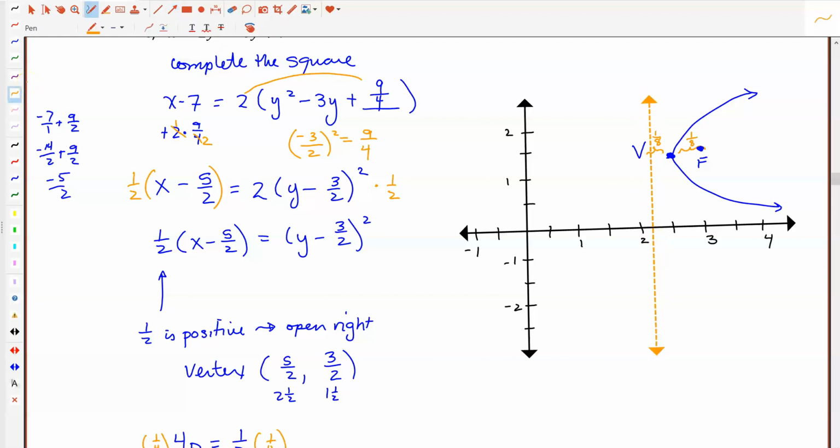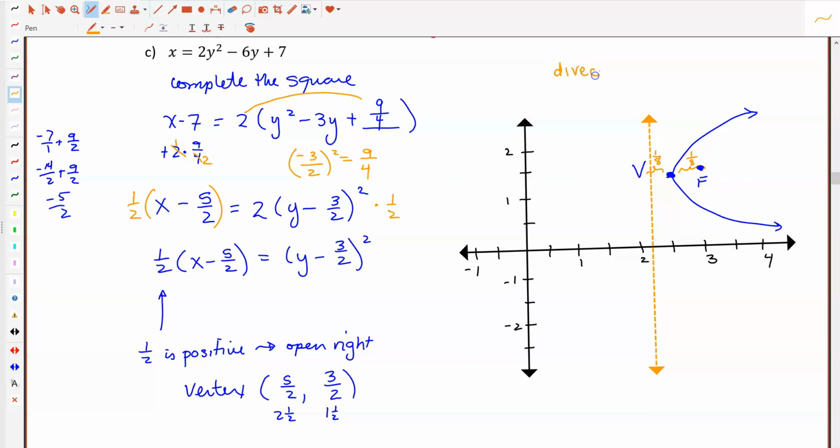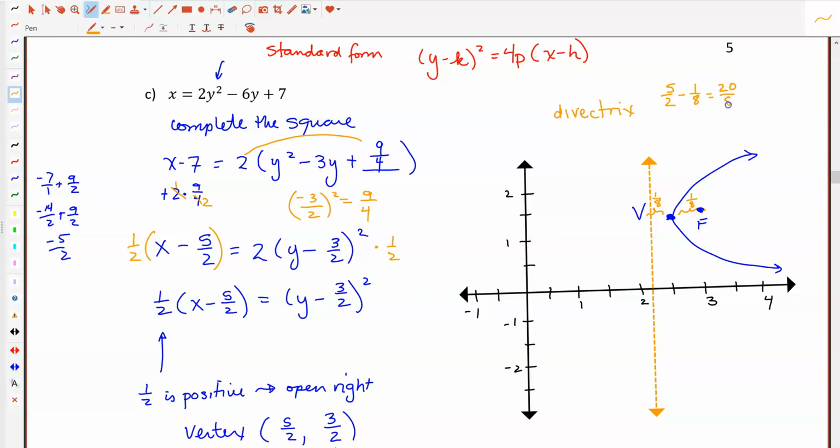Okay, so for this, maybe we'll just do the directrix first. This is going to be an x equals something, but let's figure out what the x coordinate is. So the vertex was at 5/2, and we're going to back up or subtract off 1/8. So then this is going to be 20/8 minus 1/8, which gives me 19/8. Okay, so the directrix as the equation is x is equal to 19/8, or, what is it, 2 3/8? If you wanted to think about it as a mixed number, how big that is.